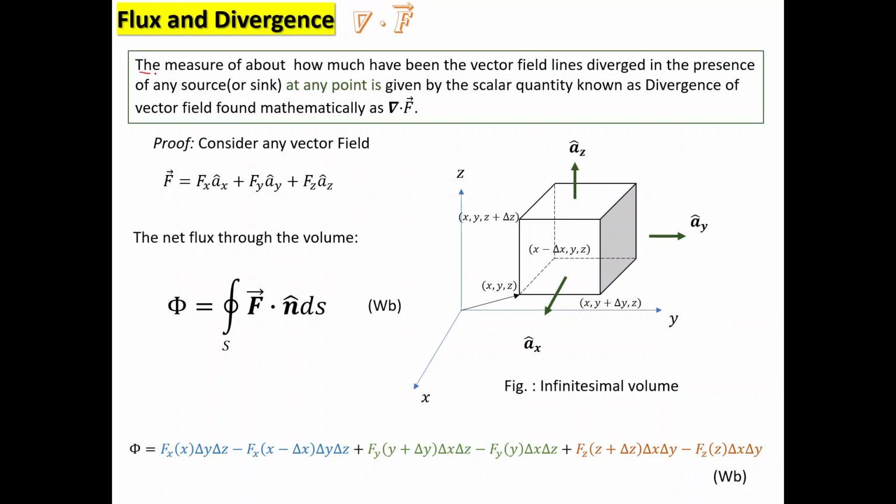Moving on, we can say the measure of how much the vector field lines have diverged in the presence of a source at any point is given by a scalar quantity known as the divergence of the vector field, and it is written mathematically as del dot F. Del, as you know, is the del operator. Of course, this is a scalar quantity because we are taking the dot product.